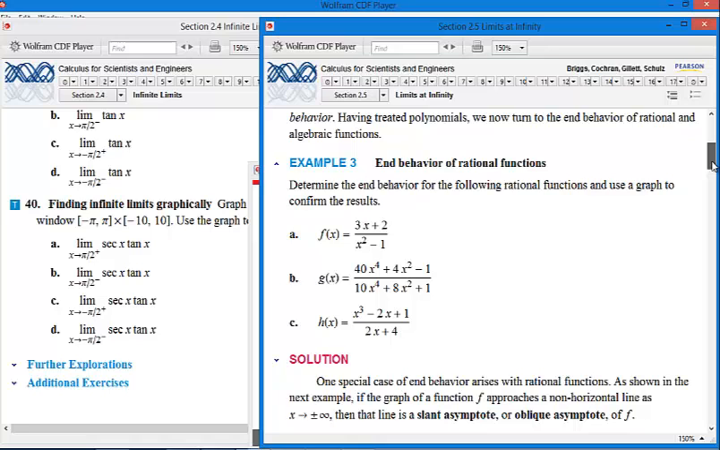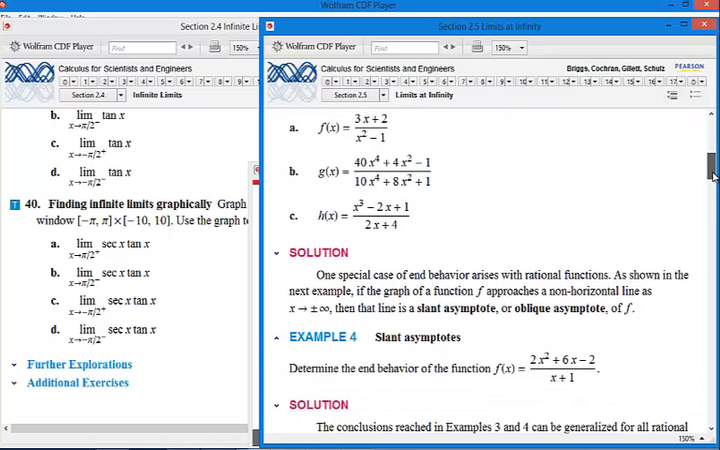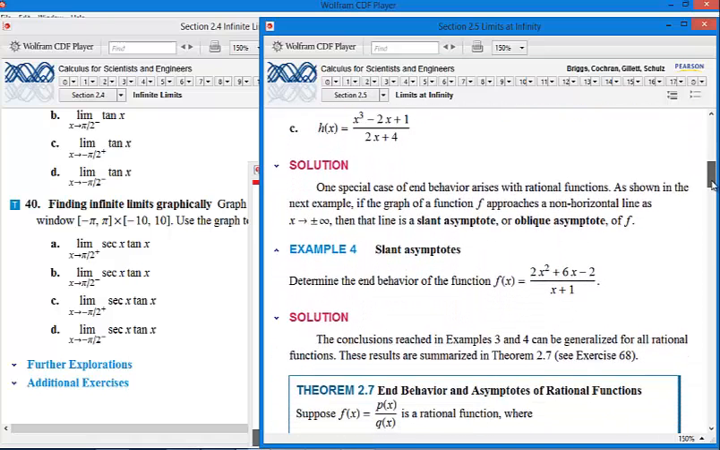Part C, I'd say that the end behavior, this thing goes to infinity. And part C does not have a slant asymptote. You could try the same dividing trick, but you wouldn't get a line. You need the degree to be exactly 1 bigger to do that dividing trick. Here we go. Example 4 does it.